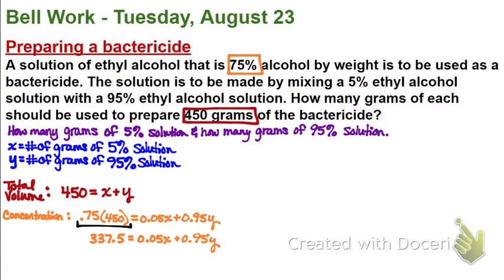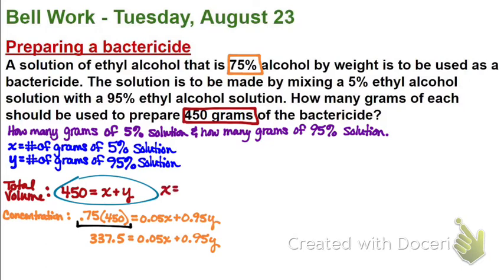Or I can use the linear combination, the elimination method, where I would multiply that red equation either by negative 0.05 or by negative 0.95. What method do you guys want to do this morning? Substitution sounds good. Do you want to solve this equation for x or for y? For x. Okay, let's solve it for x.